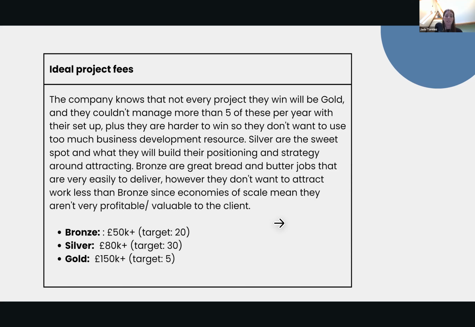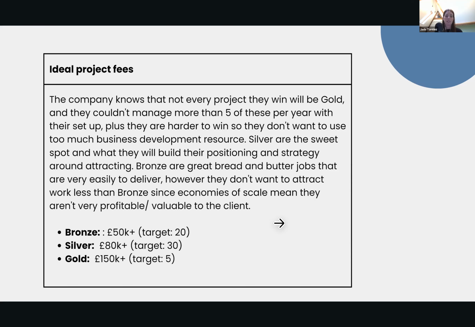For this example, the company knows that not every project will be gold and they couldn't manage that. And it takes up too much business development time and resource. And silver are the sweet spot for them. This is what they will build their positioning and strategy around attracting. This is connected with their ideal client persona. And bronze are great bread and butter jobs that are very easy for them to deliver.